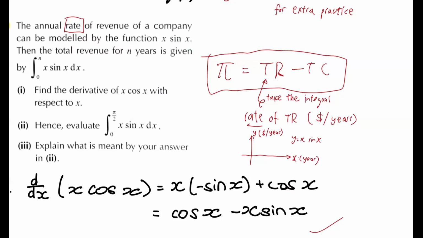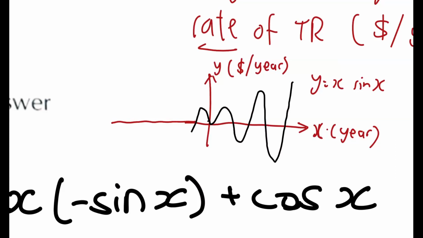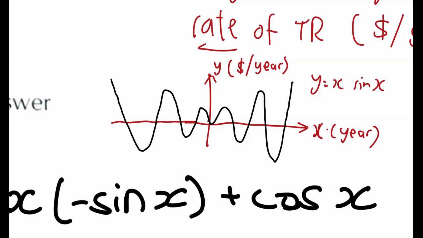Let's see, what is x sin x? Okay, so it looks something like this. Let me draw it nicely. It goes up, it goes down, it goes up, it goes down, and then you repeat on the left side, symmetrical. This is x sin x, and it just keeps on increasing. Interesting graph. But because this is a practical scenario, number of years cannot be negative, so we don't look at the left-hand side.